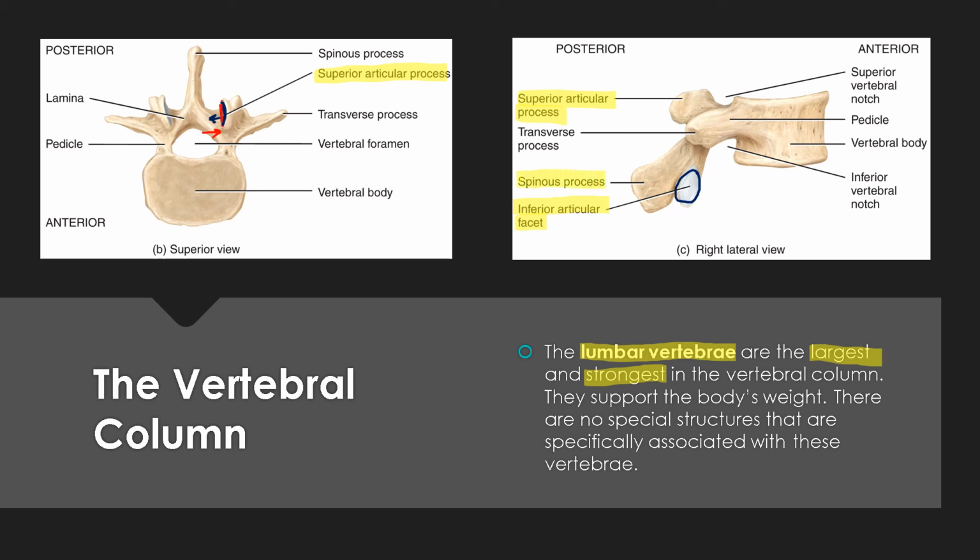The spinous processes are kind of quadrilateral in shape, so they're going to be very thick and broad, and they project nearly straight posteriorly. And these processes are going to be really well adapted for the attachment of really large back muscles.